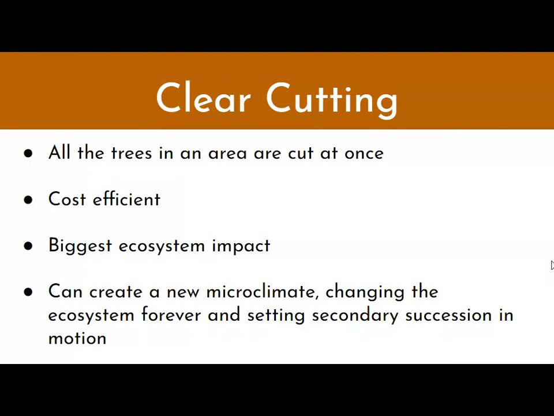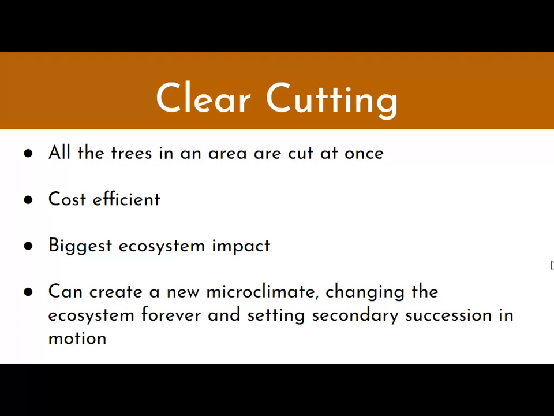Starting with clear cutting, where we cut all the trees in one area at once. This is really cost efficient because it's faster, and if you are renting equipment, you don't have to rent it in more than one go. If it costs money to get out to the location and to transport the materials, it'd probably be cheaper to transport a lot at once rather than take a bunch of trips over the course of many years.